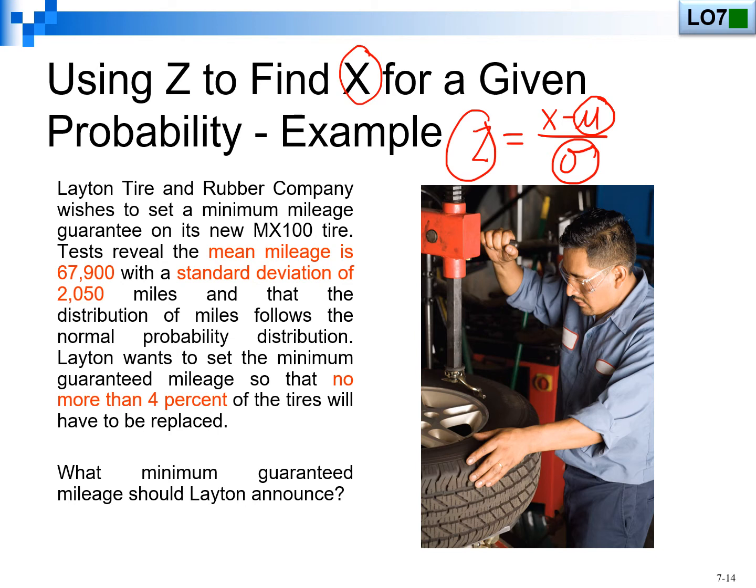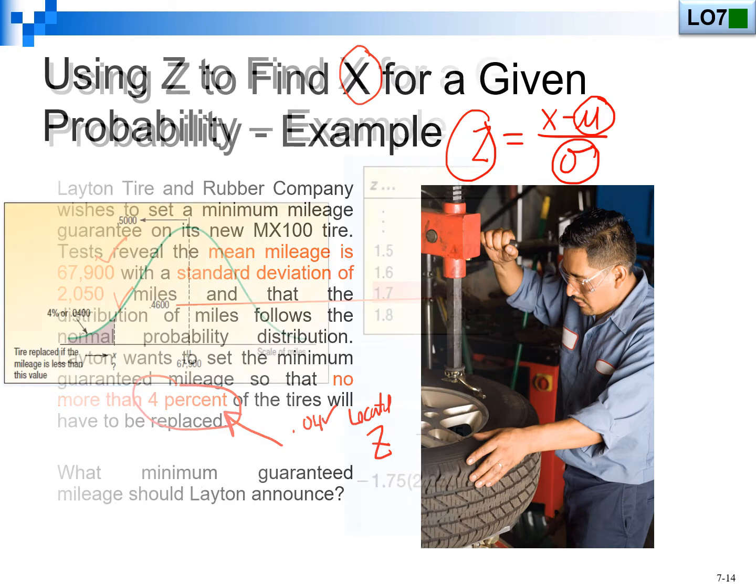Like in this particular problem, it says they want to set a minimum guaranteed mileage so that no more than 4% of the tires will have to be replaced. So the idea here is we can go to the table and use that 4%. I'm going to write this as 0.04. We can use that as an area and try to then locate a z value. Once we can use this percent, which is an area, to locate the z value, notice we've got the mean, we've got the standard deviation. We can then plug in whatever z-score is associated with this 4% into this equation to solve for x.